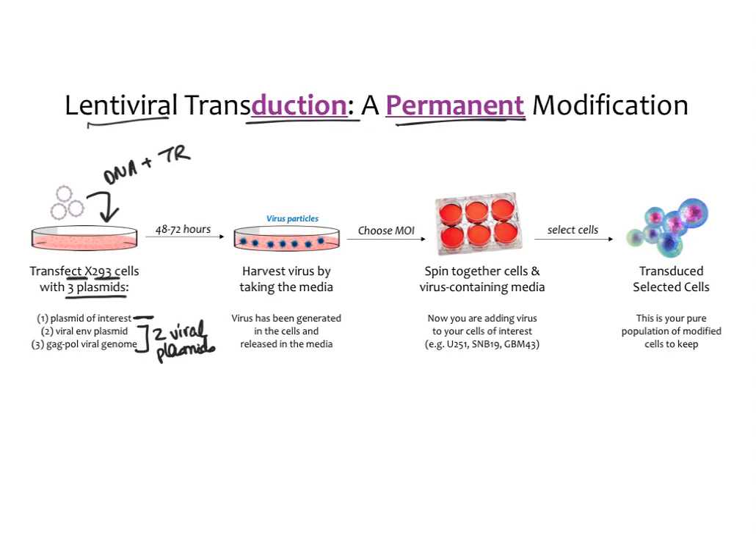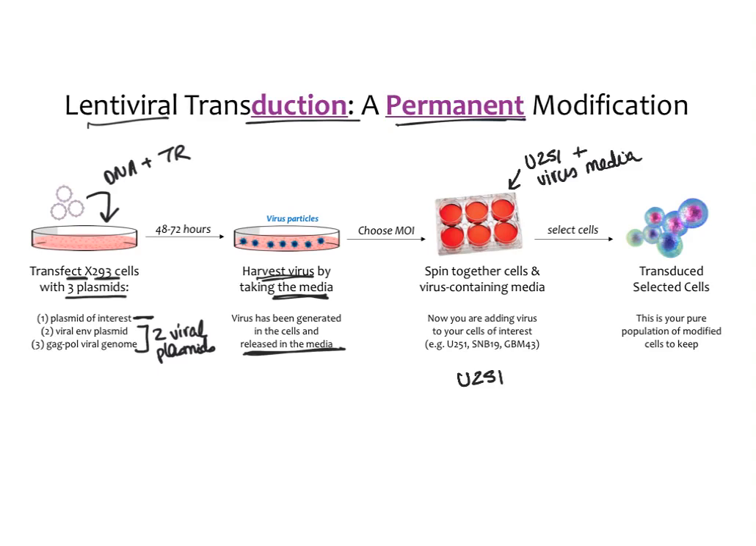And then you wait about 40 to 72 hours and the cells will produce viral particles in the media. So then you can harvest the virus by taking the media off of the cells because it's been released into the media. And we can add that onto our cells of interest. So let's say that I am interested in transforming U251 cells. Then this plate would contain U251 cells and I would add the virus media on top of it in order to generate transformed U251 cells.